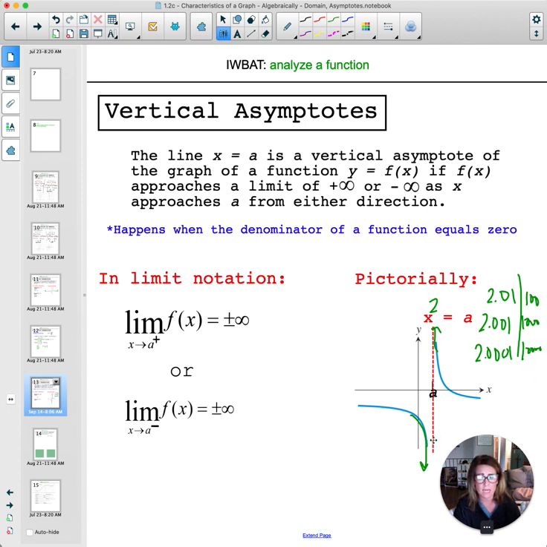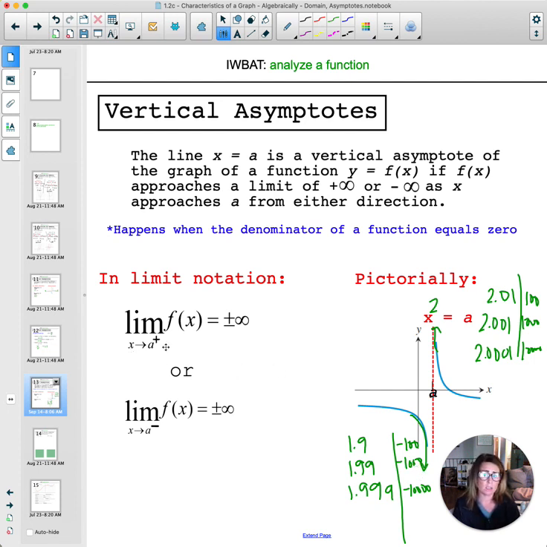Or on this side, maybe it's 1.9, 1.99. As you're getting closer and closer to a from the left-hand side, this output is either getting really big if it's going to positive infinity, or really big negative if it's going to negative infinity. So maybe it's negative 100, negative 1,000, negative 10,000, or negative 1,000,000 or whatever. As this number gets closer to a, the output gets more and more negative.